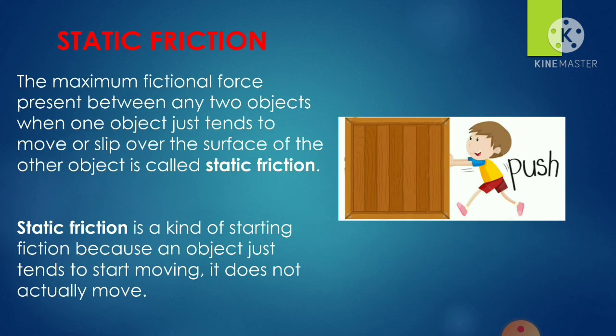Static friction. When an object is at rest and we start pushing that object, at that time static friction is involved. It means first the object is at rest, but we have started moving it. So that initial force which we are applying, the force which is opposing it, is known as static friction. You can note down the definition of static friction from this slide.